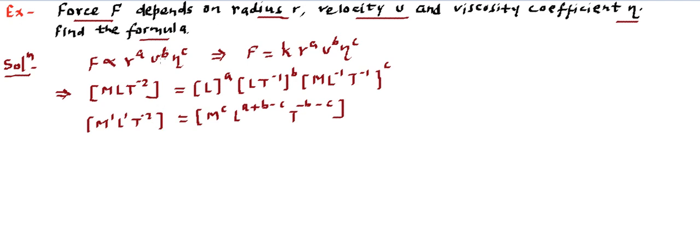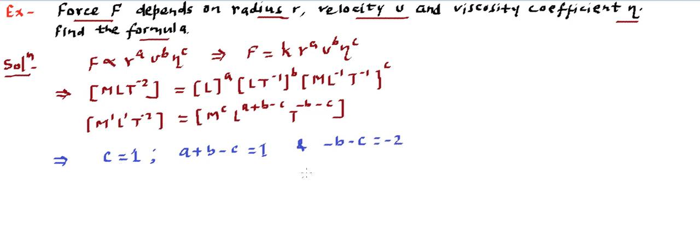Now if we compare these dimensions on both sides, we will find a few equations, like c is equal to 1. So we got the value of c. Comparing the L dimensions, we get a plus b minus c is equal to 1. That's another relation, and the third relation comes from comparing the dimensions of T. That says minus b minus c is equal to minus 2. We can easily solve these three equations.